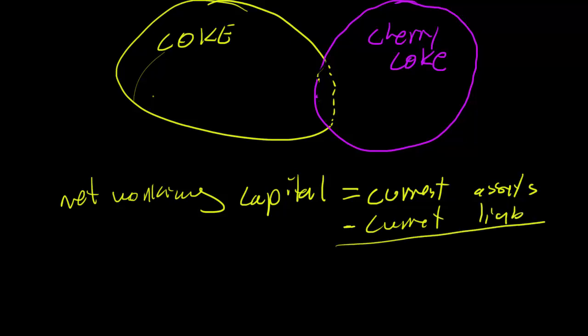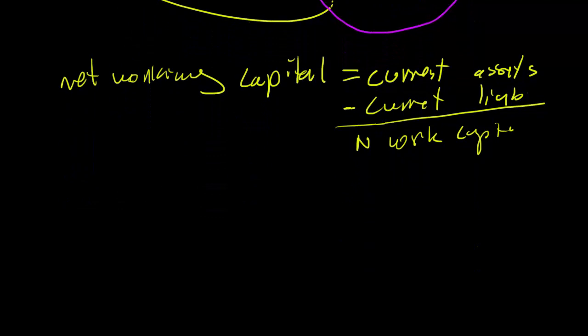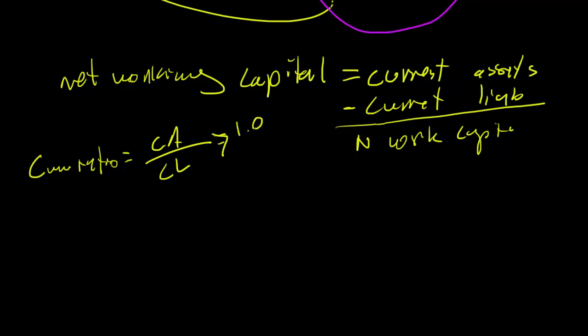Now, this looks a lot like our current ratio. Net working capital, this looks a lot like our current ratio, right? Our current ratio is equal to current assets divided by current liabilities. And this gives us some number, hopefully greater than 1.0, which then represents an ability to pay our short-term liabilities with our short-term assets, those that we can turn into cash in a relatively short amount of time.